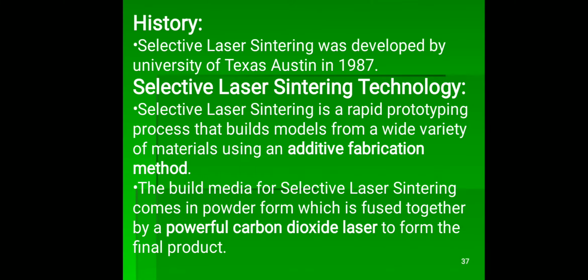Then the next one is selective laser sintering, SLS. History, I just explained briefly. It was developed in 1987 by the University of Texas, Austin. Selective laser sintering technology is a rapid prototyping process that builds models from a wide variety of materials using an additive fabrication method. The build media for selective laser sintering comes in powder form, which is fused together by a powerful carbon dioxide laser to form the final product.